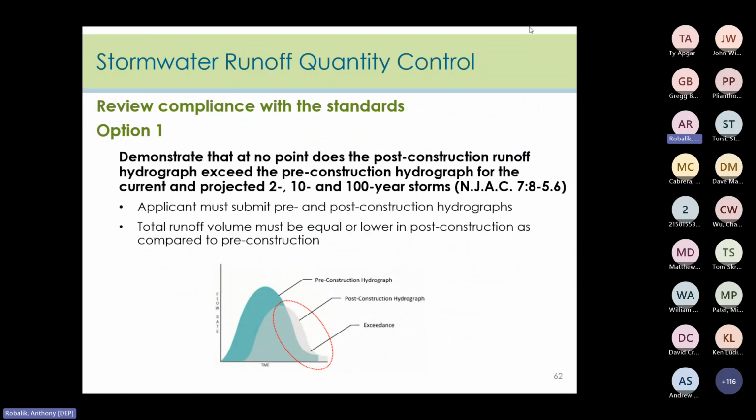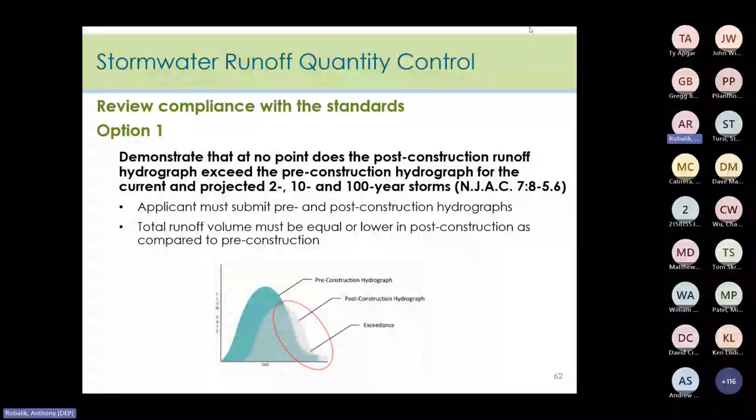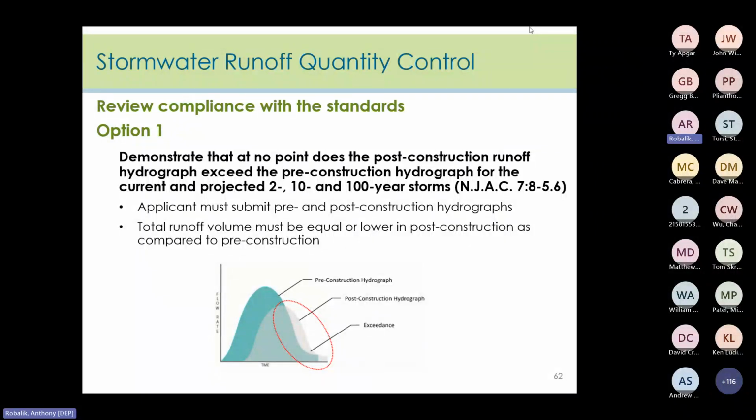So after having reviewed all the input parameters, we should then review compliance with the stormwater runoff quantity standard. Option 1 is almost exclusively used for redevelopment. Chapter 5 of the B&P manual includes a discussion example illustrating this. As was mentioned back in Module 1, in order to meet option 1, the post-construction hydrograph cannot exceed at any point in time the pre-construction hydrograph. And that's for both the current and projected 2, 10, and 100-year design storms.